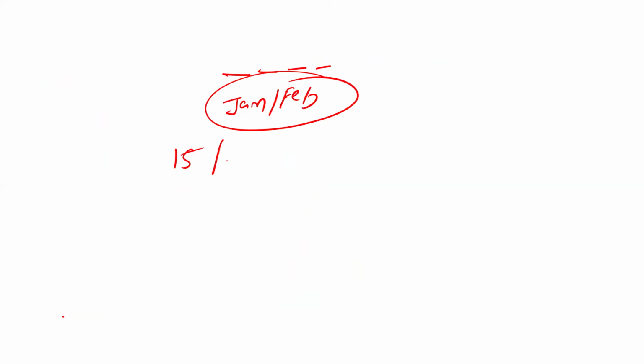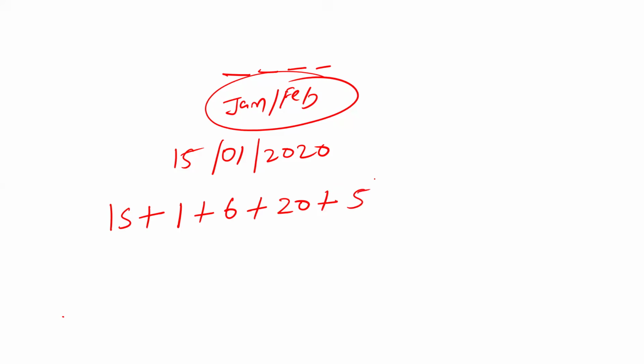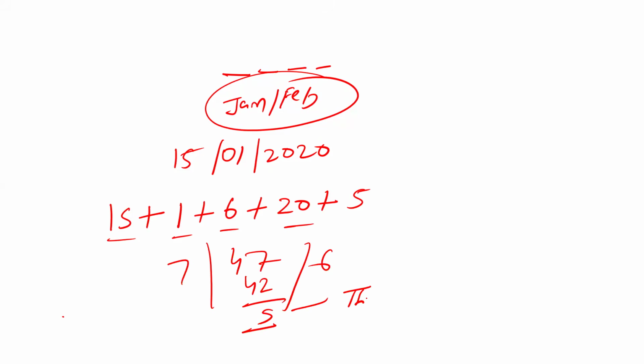For example, 15th January 2020 is the question. According to our method, the answer is 15 plus January code 1, 2020 code 6, last two digits 20, 20 by 4, 5 times divisible. Add everything: 15 plus 1, 16, plus 6, 22, plus 20 is 42, plus 5 is 47. Divide by 7. 7 sixes are 42, remainder 5. 5 means Thursday.